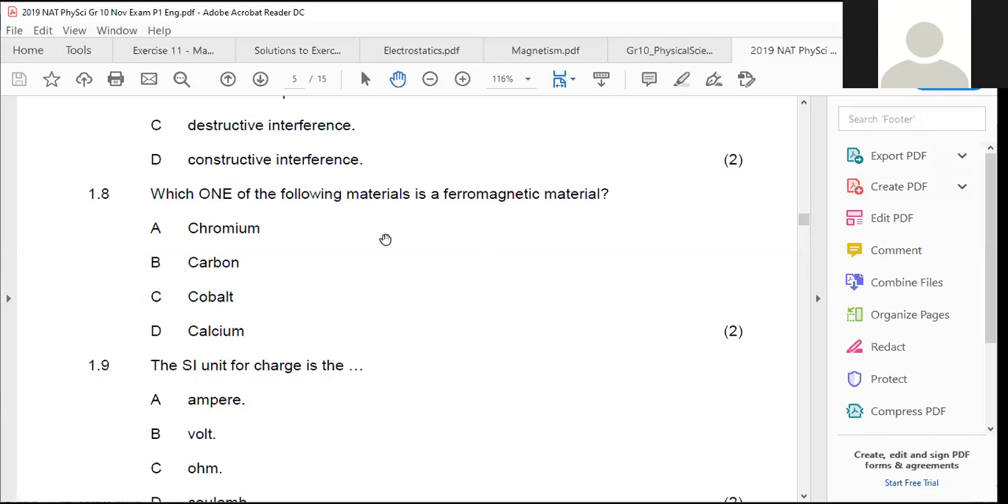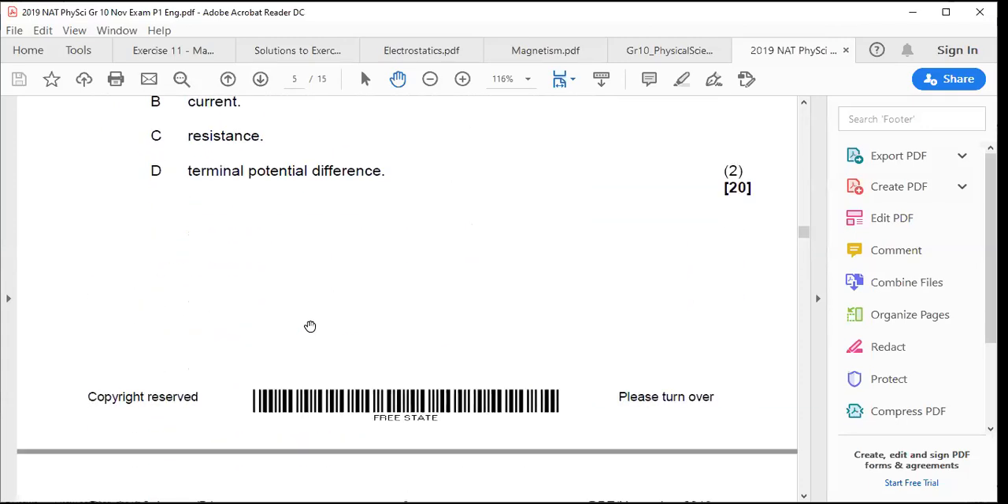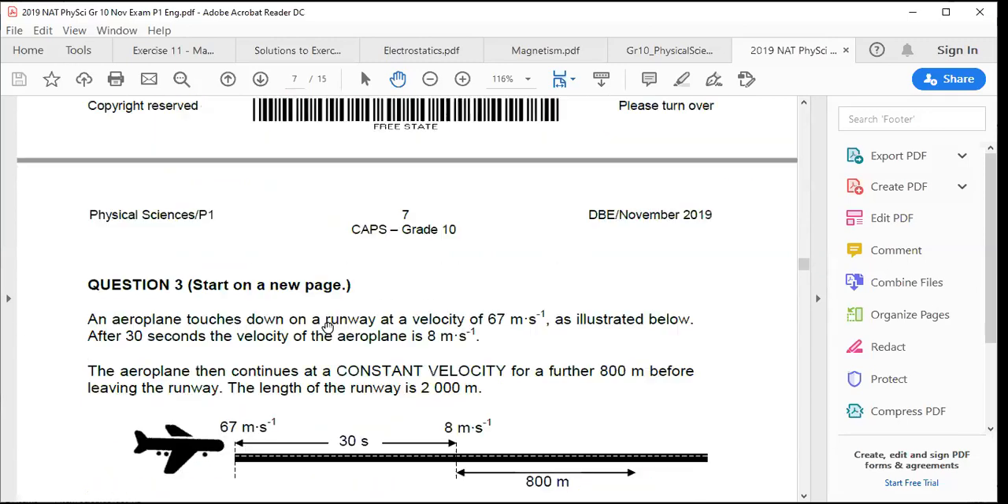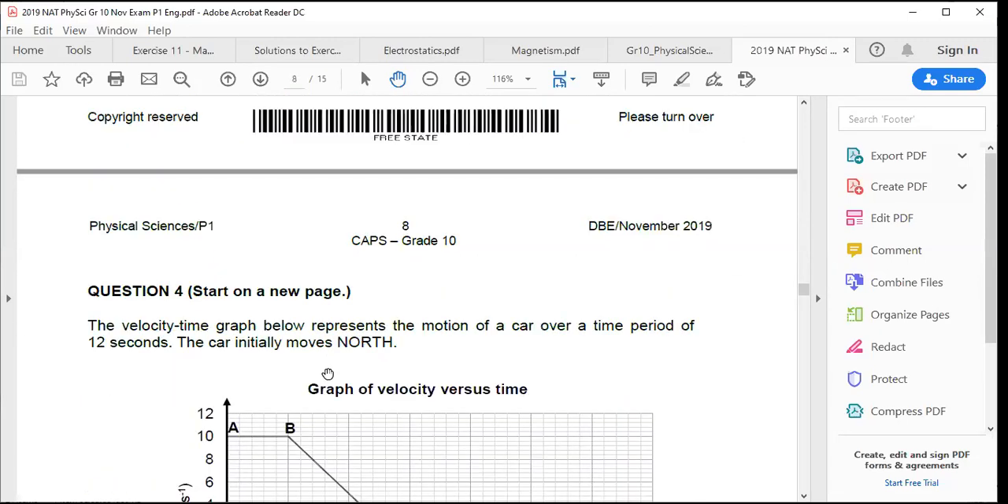Yes, sir, we can see. Which one of the following materials is a ferromagnetic material? We've got chromium, carbon, cobalt, and calcium. What would be the answer? Cobalt. C, cobalt, correct. So cobalt is the ferromagnetic material. We've got iron, nickel, and cobalt. So chromium is not, carbon is not, and calcium is not. So that's a multiple choice question. Let's have a look at another one.